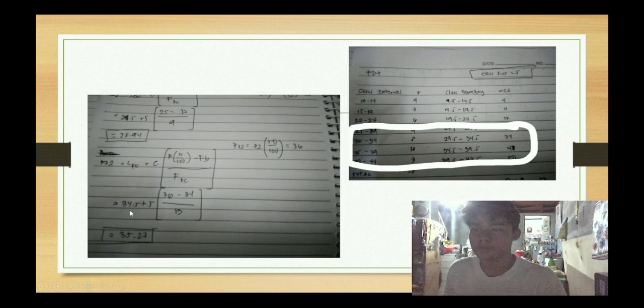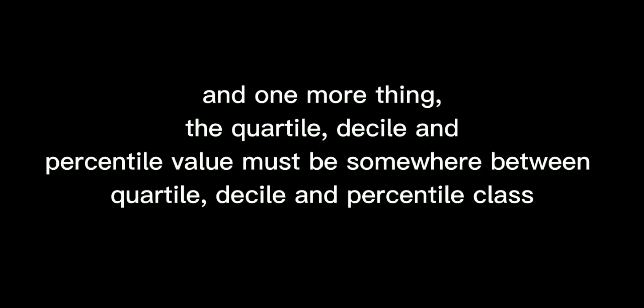So, ang lower class boundary po natin ay 34.5. Ang class size po natin ay 5. Tapos, parenthesis, yung mismong percentile class natin, which is 36, minus the cumulative frequency before the percentile class, which is gonna be 34. Divided by 13, which is the frequency of the percentile class. Ganun din po, lagi po natin sundin yung PEMDAS rule para sa pagkuha ng solution. So, ang magiging sagot po natin ay 35.27. And one more thing, the quartile, decile, and percentile value must be somewhere between the quartile, decile, and percentile class.